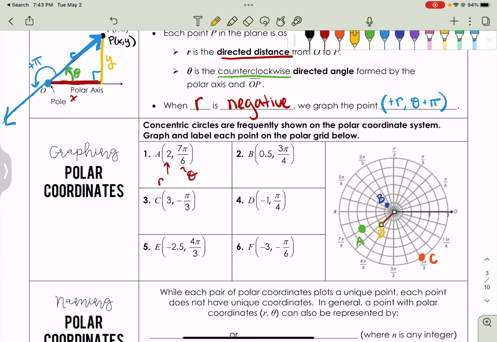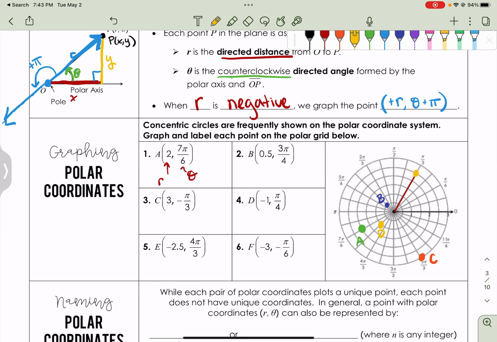Let's do another example of a negative. So in this case, we're looking for number 5, point E goes -2.5 and then 4 pi over 3. So I like to think about the positive version, open to 4 pi over 3, which is down here. And then I go back in the direction, the linear pair. So since this is the pi over 3 in quadrant 3, this point will land in the quadrant right across from that. That is the pi over 3 in quadrant 2.